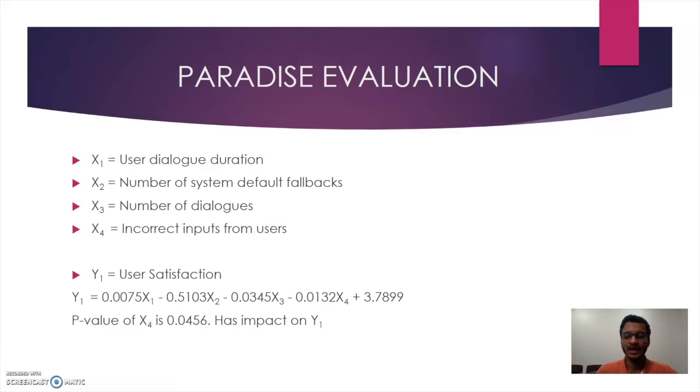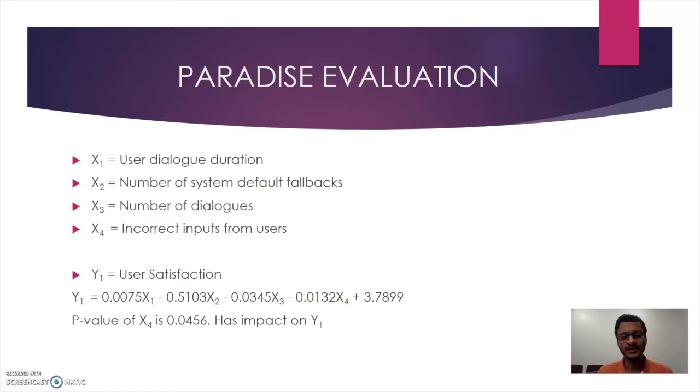So based on this, we have done a progress evaluation, where our independent variables were the log data that we had, and our dependent variable was user satisfaction. Our independent variables were user dialogue duration, the number of system default fallbacks, which are calculated based on the ASR errors, the number of dialogues, which is the total conversations between the user and system, and the incorrect inputs from the user, like I defined before.